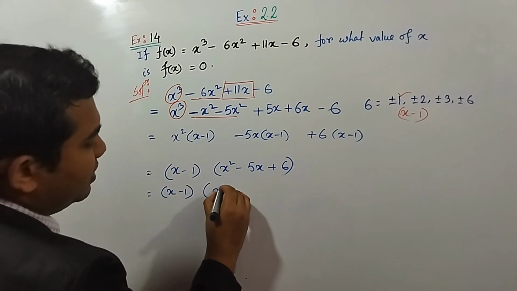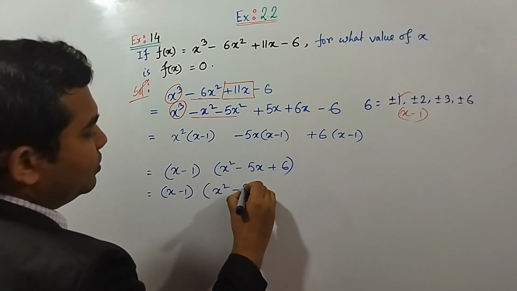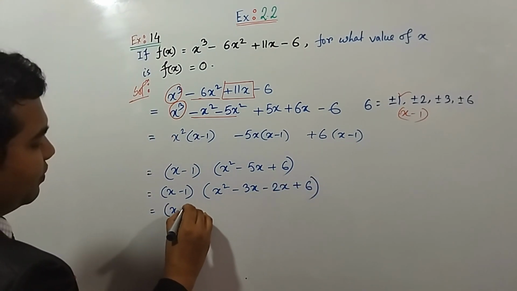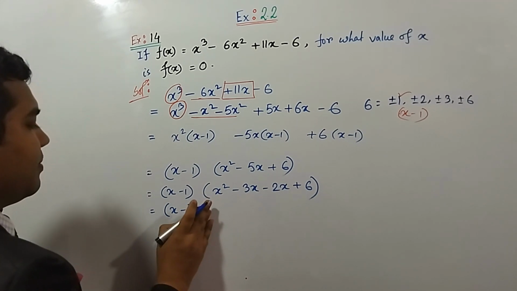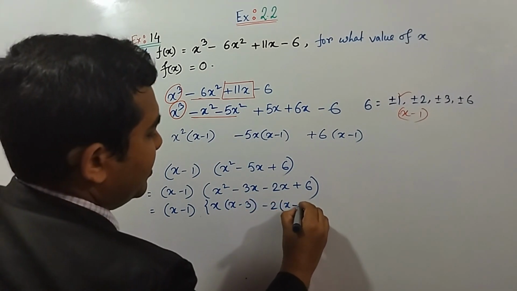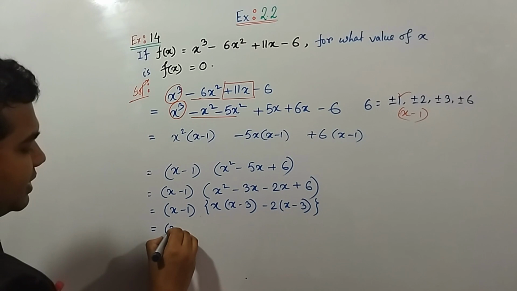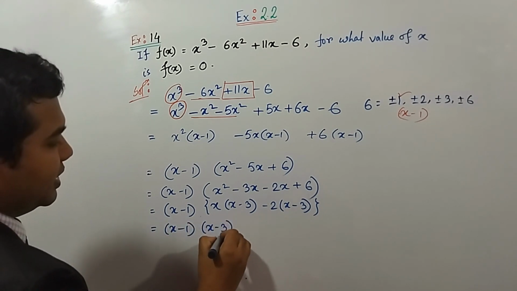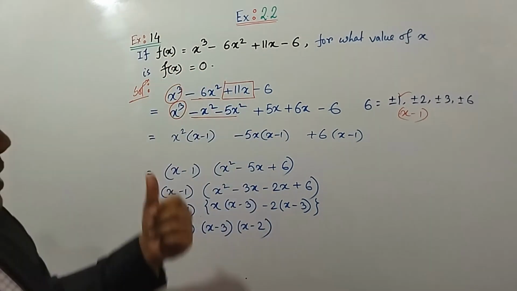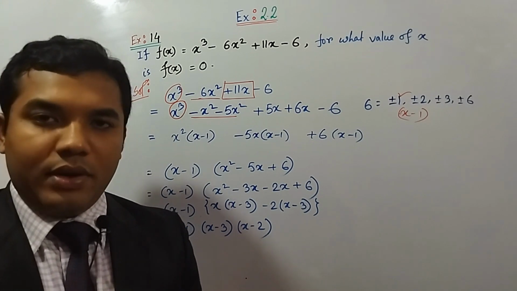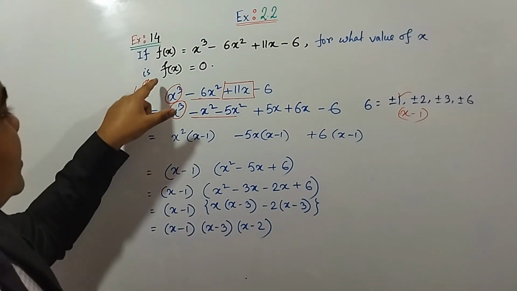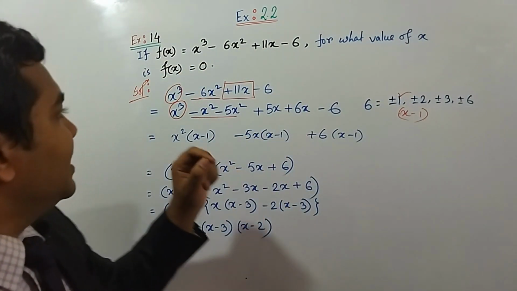X minus 1, x square minus 3 into 2, so thrice x minus twice x plus 6, x minus 1. Here taking x as common, so x minus 3, minus 2, so x minus 3, and finally we'll get x minus 1, x minus 3, x minus 2. So for this function, these three factors we have already found. Factors have been found, but what we need to find actually, here the question says for what value of x this function is 0.